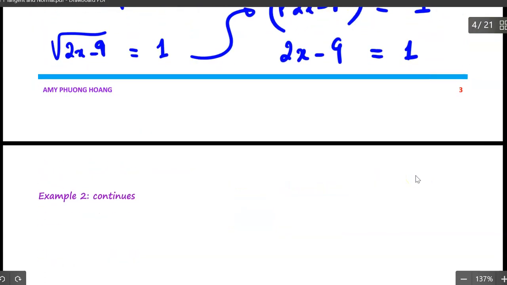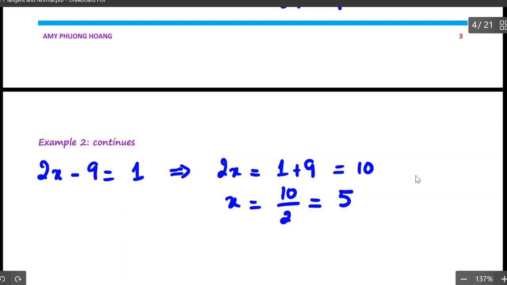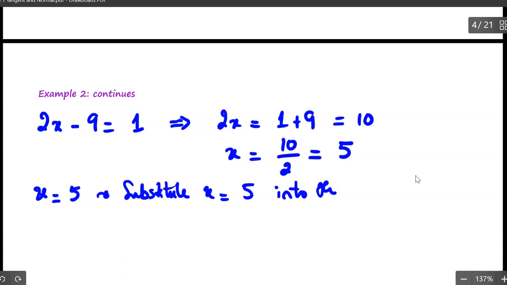Okay, so 2x minus 9 equal to 1. Therefore, I will have 2x equal to 1 plus 9, which is equal to 10. So x is equal to 10 divided by 2, so x is equal to 5. Okay, after we found x equal to 5, we can substitute x equal to 5 into the original equation to find y.